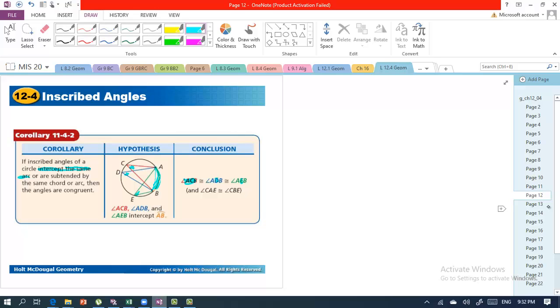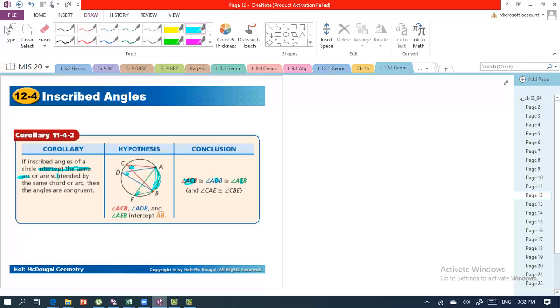Here we have corollaries for intercepted arcs. You can see if inscribed angles of a circle intercept the same arc, here arc AB, they are going to be congruent. The inscribed angles are going to be congruent. So angles C and D and E all intercept the same arc AB, so they are congruent.